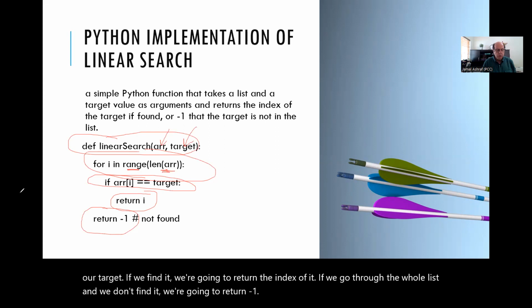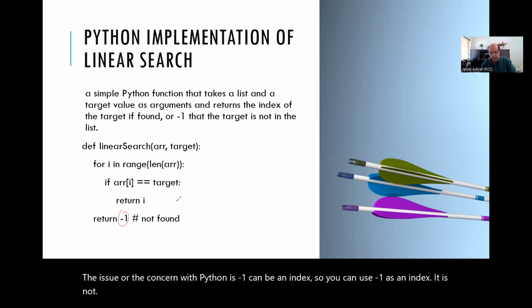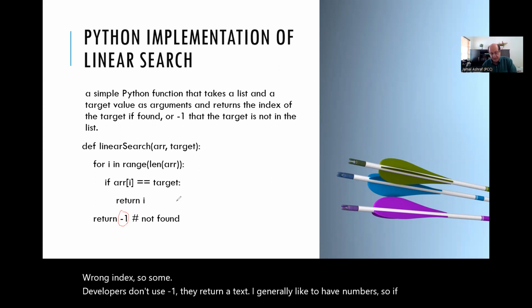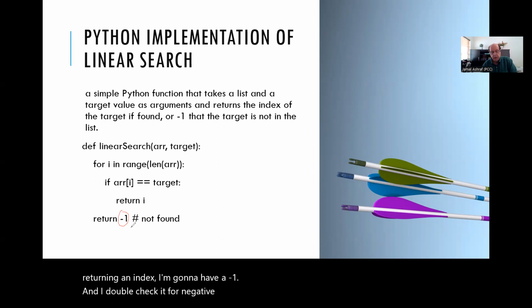The issue or the concern with Python is -1 can be an index. So you can use -1 as an index. It is not a wrong index. So some developers don't use -1, they return a text. I generally like to have numbers. So if I'm returning an index, I'm going to have a -1. And I double check it for -1 to be sure that's what it means.